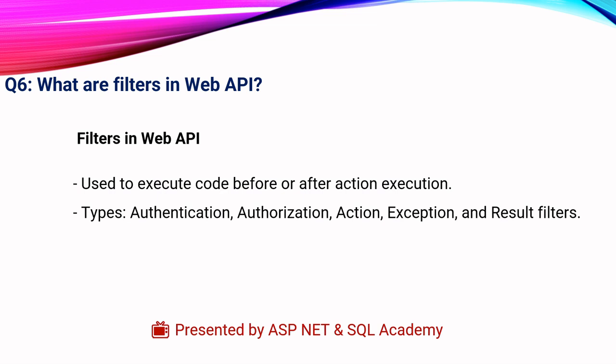Filters in Web API allow you to execute code at different stages of the request pipeline. They include authentication, authorization, action filters, exception filters, and result filters, which help customize the request handling process.